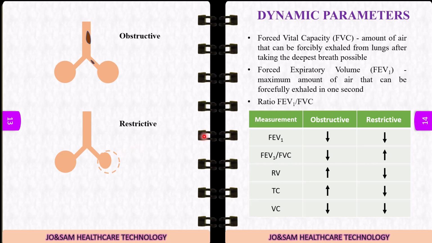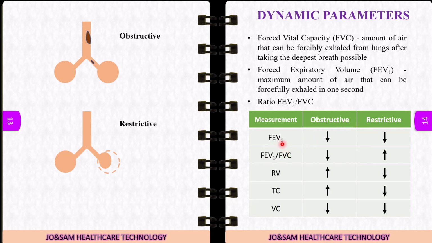We can arrive at certain parameters to find whether obstructive or restrictive lung disease is present. The first one is the forced vital capacity. It is the amount of air that can be forcefully exhaled from the lungs after taking the deepest breath possible. That is, when we forcefully inspire and then forcefully expire, we get the FVC. The second one is the forced expiratory volume. This is the maximum amount of air that can be forcefully exhaled in 1 second. The ratio of these two becomes another parameter. I have listed a few measurements to indicate whether it is an obstructive or restrictive disease.